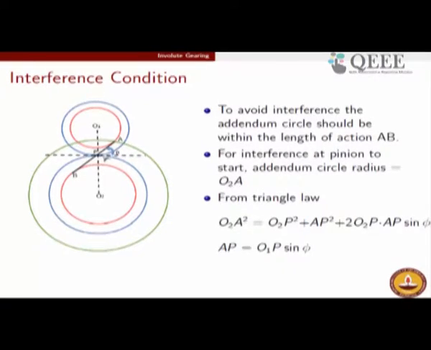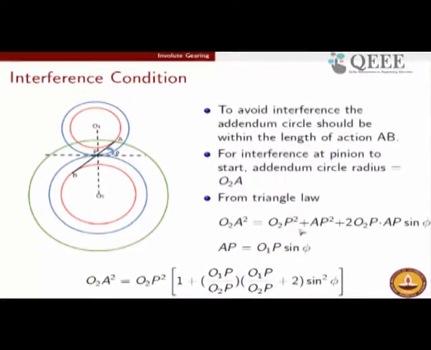If you look at this triangle now, O1AP, this is a right angle triangle because O1A is the radius of the base circle, and AP is the tangent to the base circle. So, therefore, AP has to be equal to O1P sin phi, because this angle phi will also be equal to the angle between O1P and AP. So, therefore, AP will be O1P into sin phi.